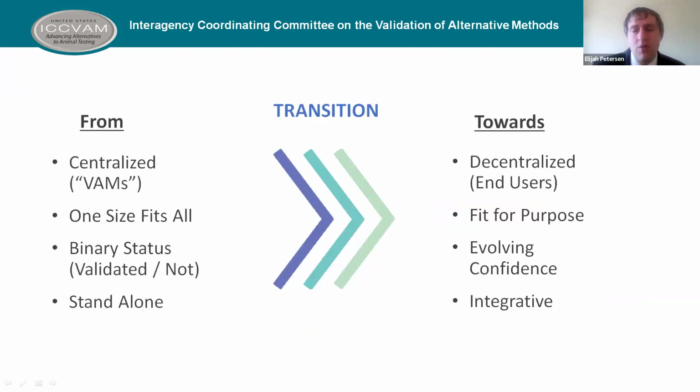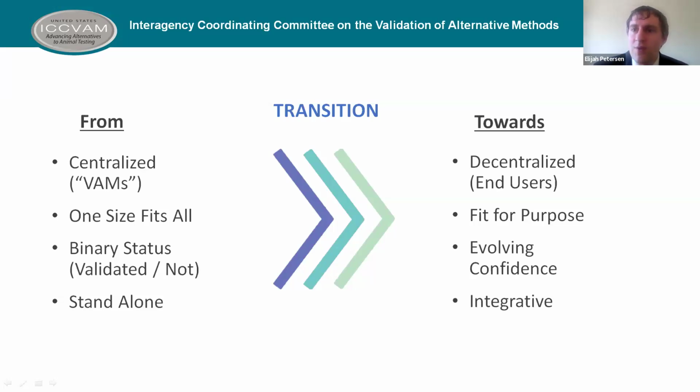Another way of putting some of these ideas is that we're transitioning from an old model, where you have a validated name with the stamp on it, and then a hope or expectation that different regulatory agencies will be able to use it. Instead, it's now more about evolving confidence and identifying the context of use. Instead of centralized validation groups like ICCVAM or ECVAM putting their stamp on it, now there's a bunch of different end users, and things can develop in different fashion.